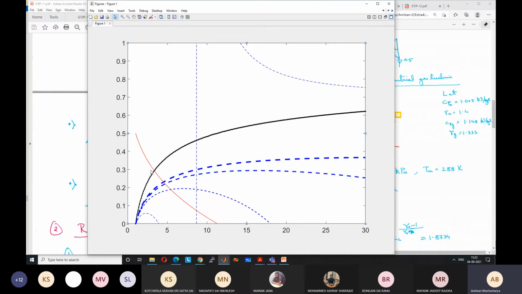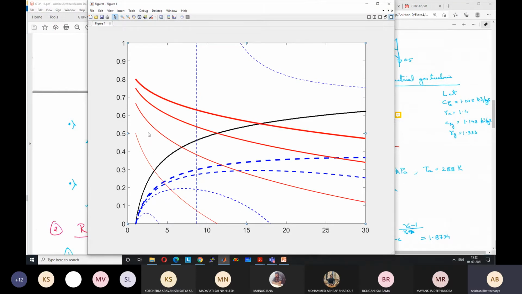And after this, what will happen? Heat will flow in the opposite direction in the heat exchanger. The exhaust gases will have a lower temperature as compared to the compressor exit temperature, and that will result in opposite direction heat flow, which will decrease the efficiency even further. So this is for T equal to 2, 3, 4, 5. This we have already seen. So these are the crossover points.